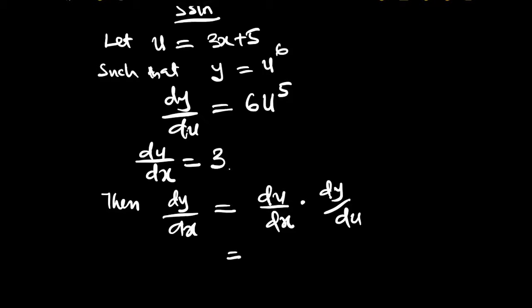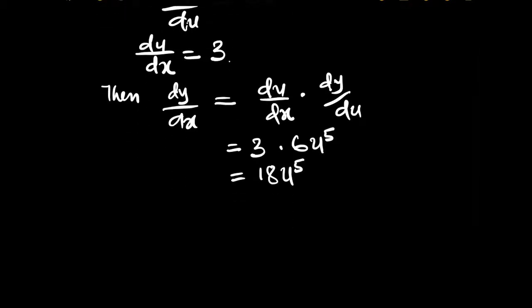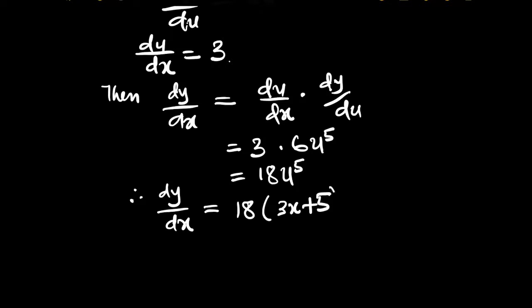this is chain rule. This implies that du/dx is equal to 3 dot dy/du is 6u raised to the power 5. This is equal to 3 times 6 is 18u raised to the power 5. Therefore, dy/dx is equal to 18. What is u? U is 3x plus 5 all raised to the power 5, and this becomes your final answer.